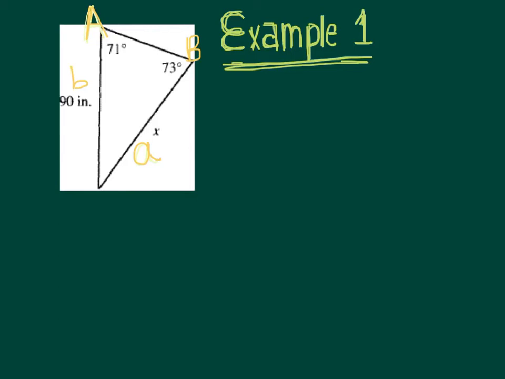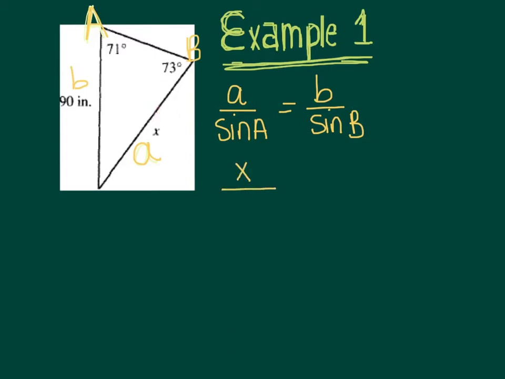So the next thing to do would be to set up the formula of the law of sines. So I'll just rewrite it here. Little a over sine of A equals little b over sine of B. Again, I could add little c over sine of C, but we really don't care. And then I'll just put in what I know. I can see that x is little a. Sine of A is going to be sine 71. Little b is 90. And sine of B is going to be sine 73.